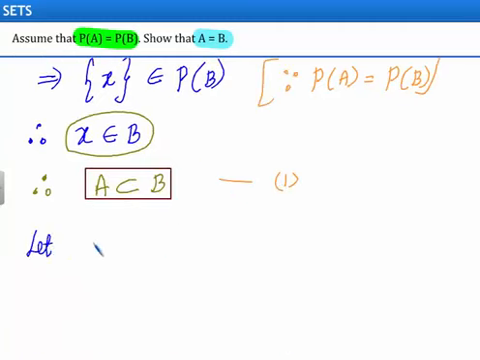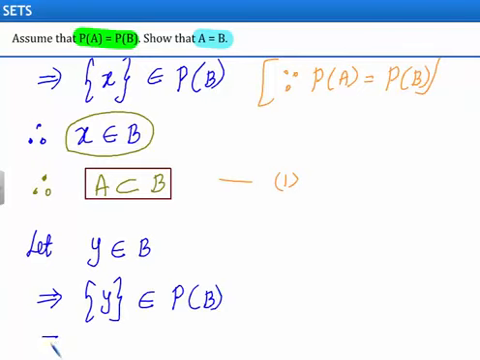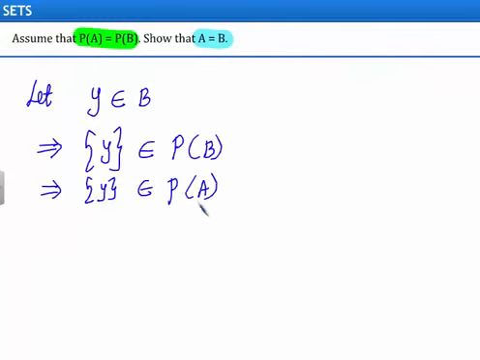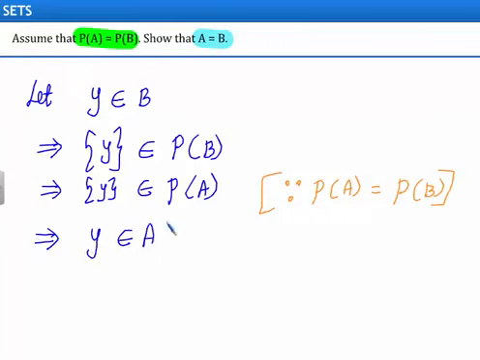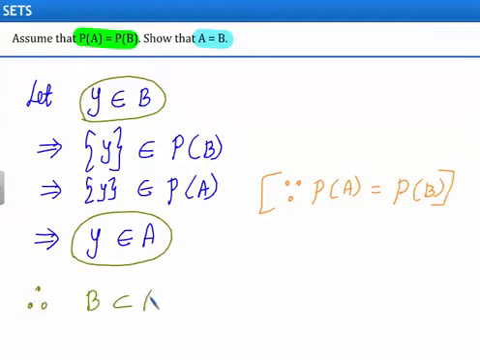Let us assume y belongs to the set B. This implies the set which consists of the element y belongs to power set of B. This implies this set belongs to power set of A. The reason is power set of A is equal to power set of B. This implies the element y belongs to the set A, since the set which consists of y belongs to the power set of A. We have assumed that y belongs to B and we have arrived y belongs to the set A. Therefore, B is a subset of A. Let us name this as 2.